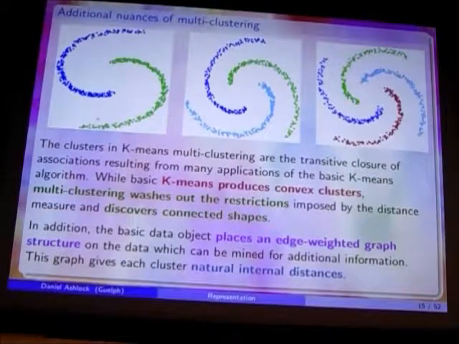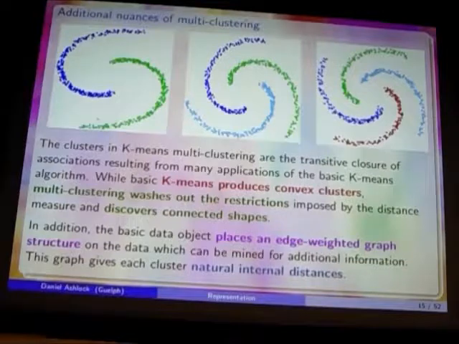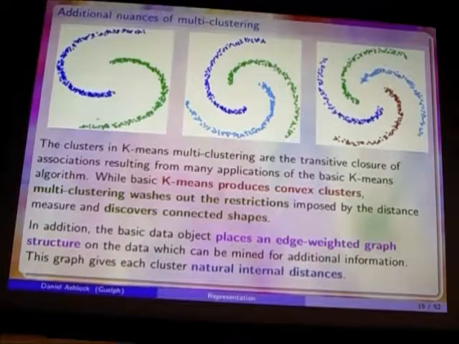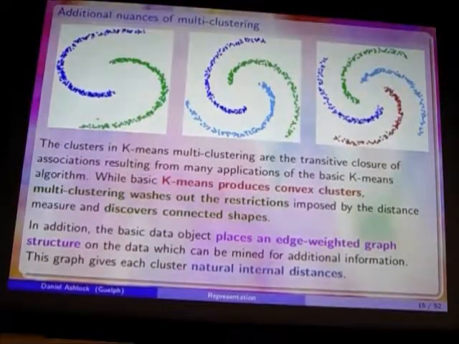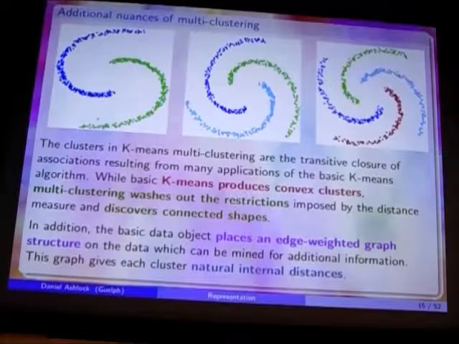There's some other data sets that have non-convex clusters, according to my human biased notion of what ought to be a cluster, and that this algorithm can handle. The clusters in k-means multi-clustering are the transitive closure of associations resulting from many applications of the basic k-means algorithm. While basic k-means produces convex clusters, multi-clustering washes out the restriction imposed by the distance measure; it discovers connected shapes.